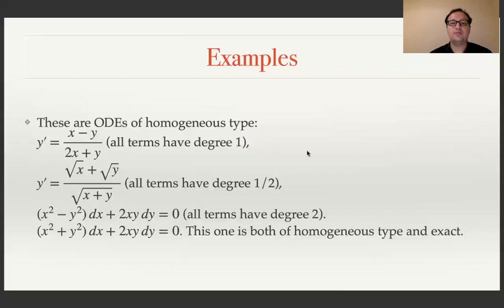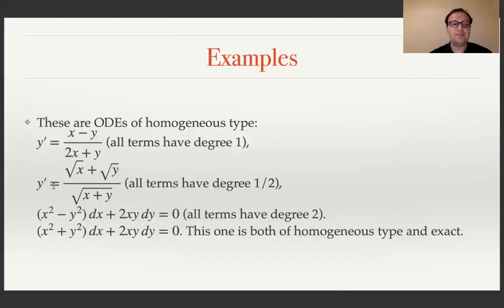So here are some more examples of equations of homogeneous type this time. First, y prime is x minus y over 2x plus y. All the terms that appear in the equation, both in the denominator and in the numerator, are of degree 1. So both the denominator and the numerator are homogeneous functions of degree 1. So the equation is of homogeneous type.